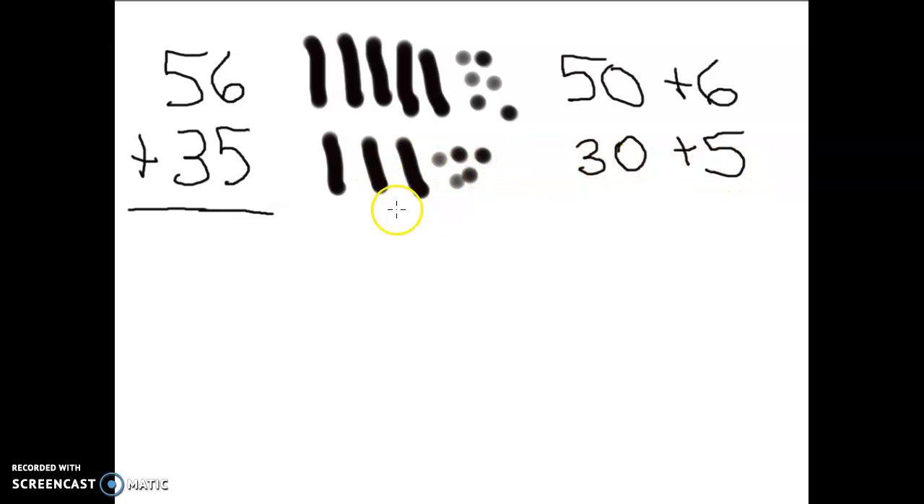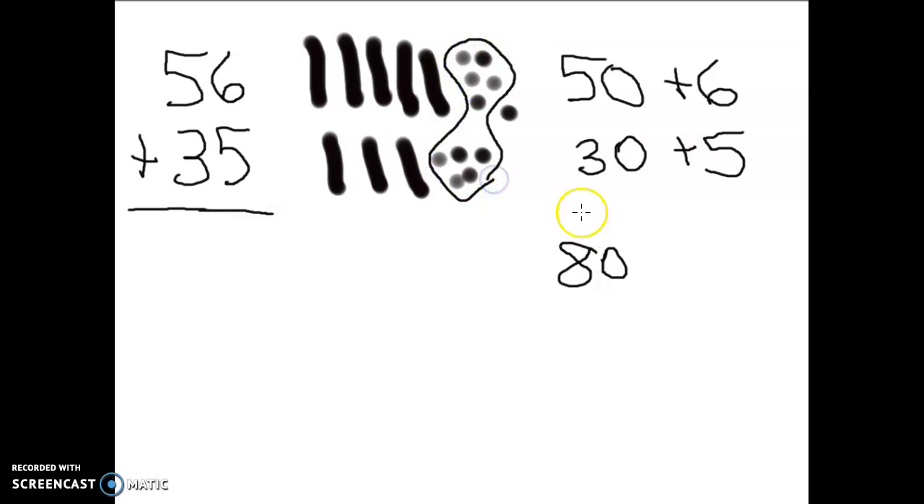Now, let me see if I can make any trades. Well, I have 8 longs. That makes 80. But I have 11 cubes, so I can combine 10 cubes, and that actually makes another long. So I can trade and add the one more. 80 plus 10 is 90, and one more is 91. 91 books for this team.